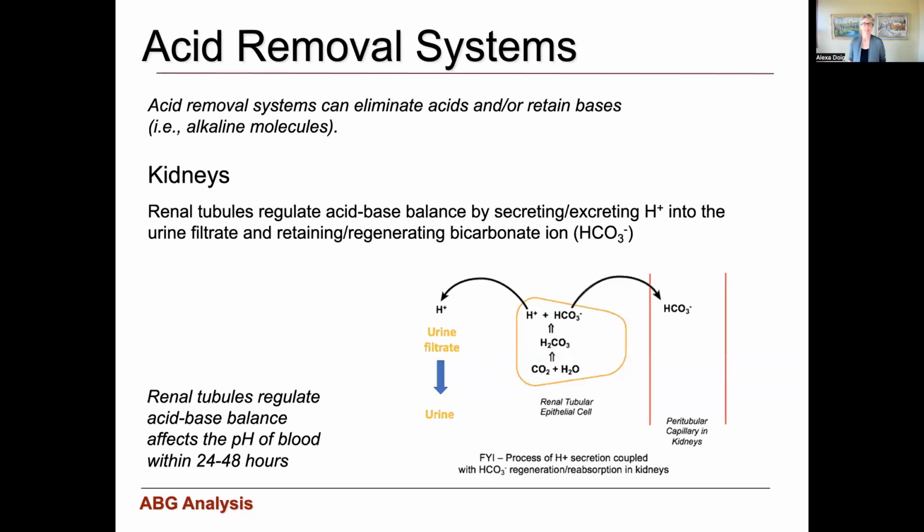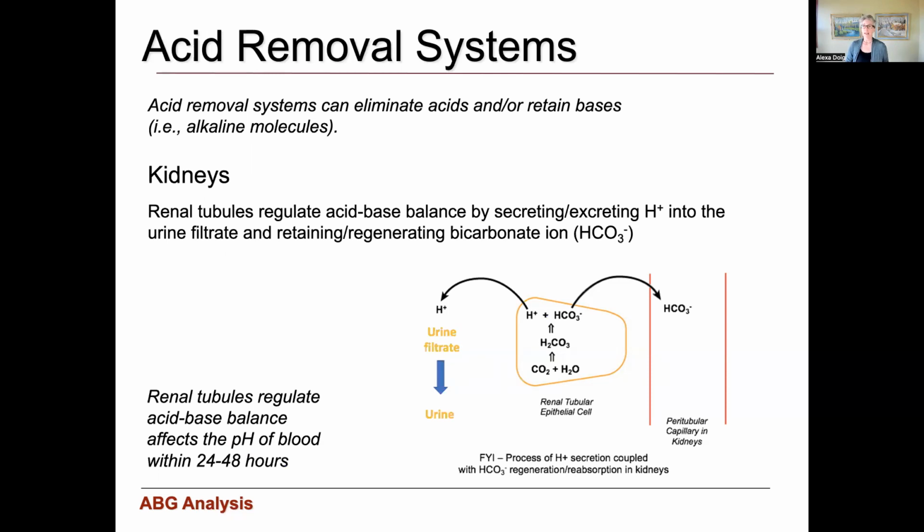Okay, so back to the kidneys. The kidneys are really our most efficient organ that is going to help us regulate acid-base balance. And they do it so efficiently, so dramatically, so effectively, okay? Not quickly, but once the kidneys get going, they will have a very dramatic effect on blood pH. And so let's just review what happens.